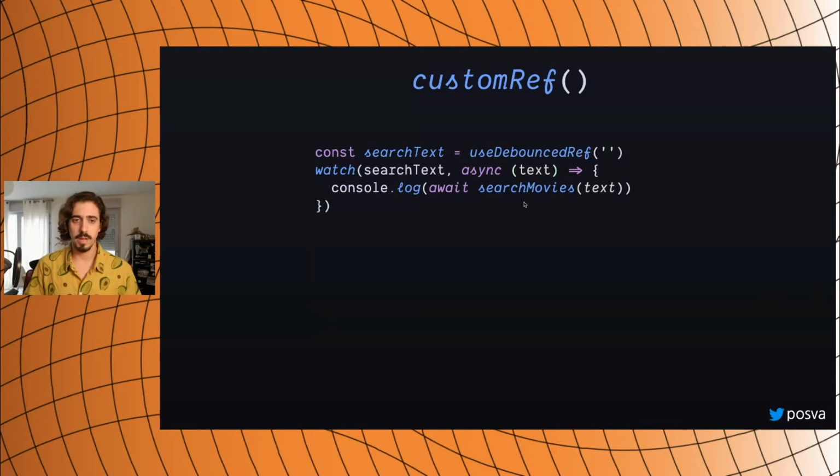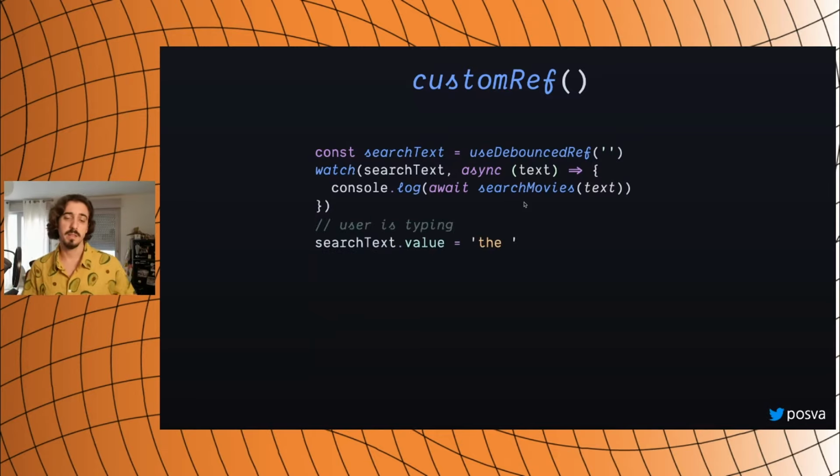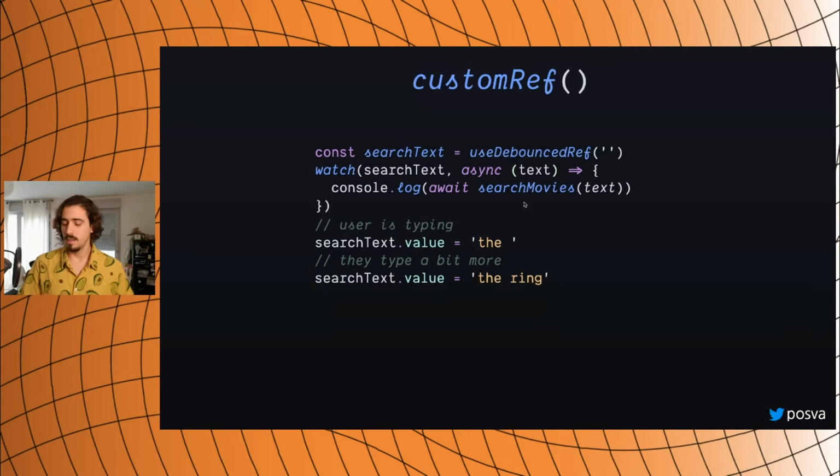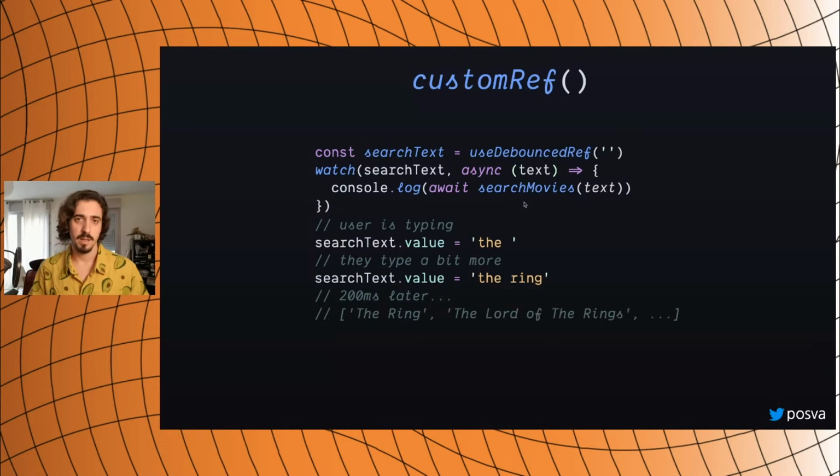So imagine a scenario like this where you have this search tag and we use the debounce ref that we just built, and we're going to watch it, and then trigger an API call. If the user is typing, imagine they start typing "the", for example, and they have a small break because maybe they look at the keyboard like we all do. And then they finish by typing the end of the word. So they meant to search "the ring". Then if we wait another 200 milliseconds, we're going to get in the console an array of movies that match that search. I'm going to get The Ring and all of the rings. But we're only going to get one console log, and that's the important part. We don't want to get any other log in the middle.